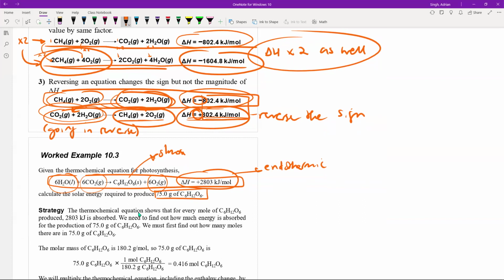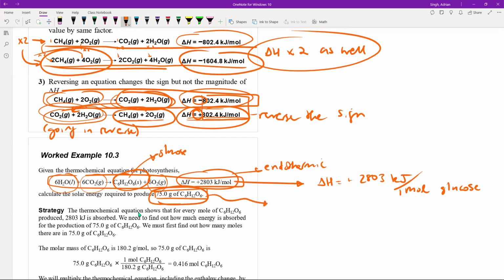All right, so this value is giving us the delta H as being equal to positive 2,803 kilojoules per mole. And the thing that we're interested in here is the mole of the glucose, C6H12O6. I'm just going to write glucose. I don't want to write the whole chemical formula. Now, is the question asking me how much energy is needed to produce 1 mole of glucose? No, it's actually asking me to determine how much energy is needed to produce 75 grams of glucose.